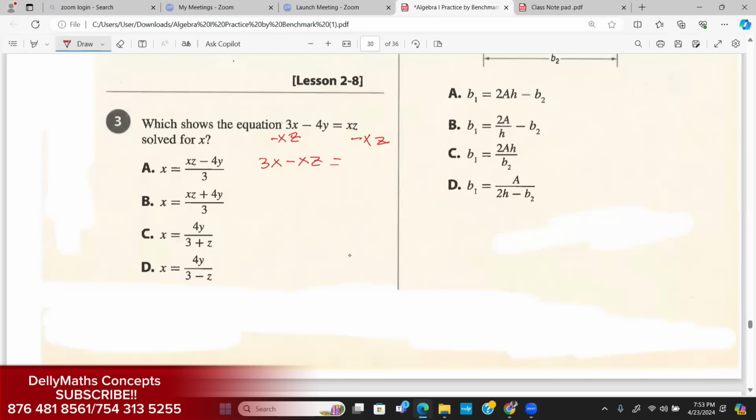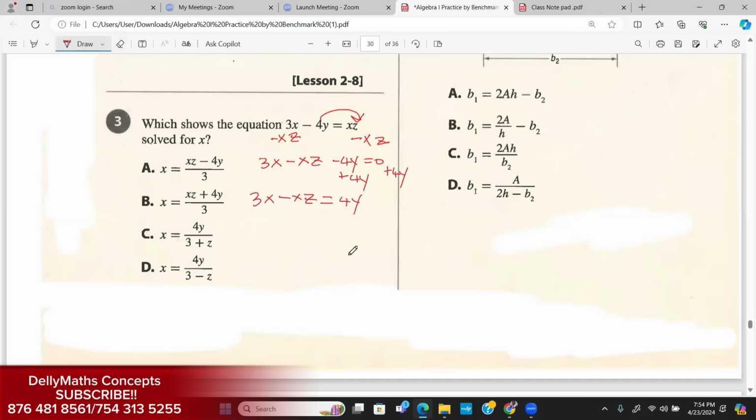And this is going to equal to... one second. All right, so I have 3x minus xz with a minus 4y, and this is equal to 0. I'm just writing it up, doing it step by step. I'm going to get this on the other side, so I'm going to add 4y to both sides. As you could see, we have 3x minus xz, and it is equal to 4y.